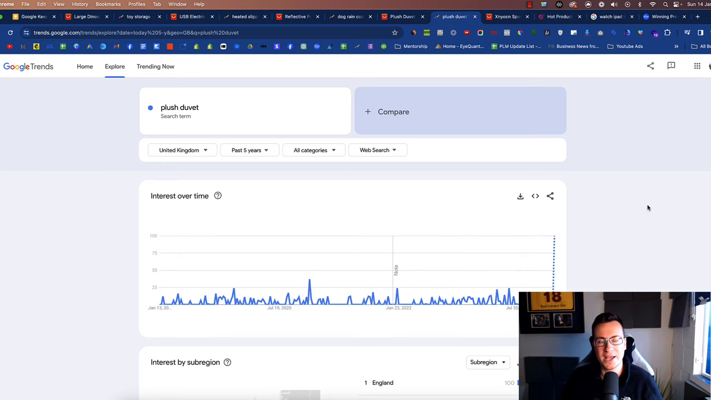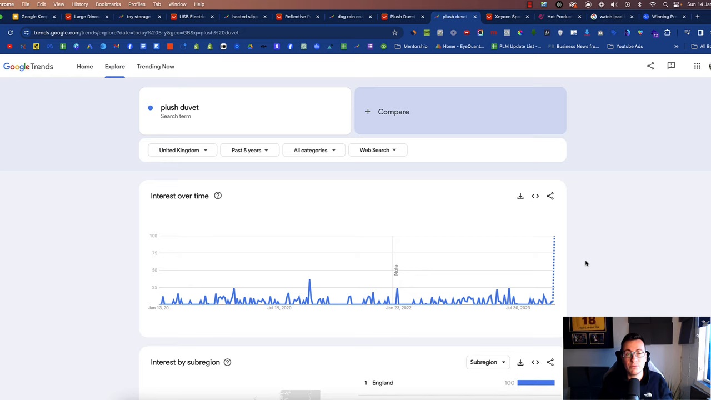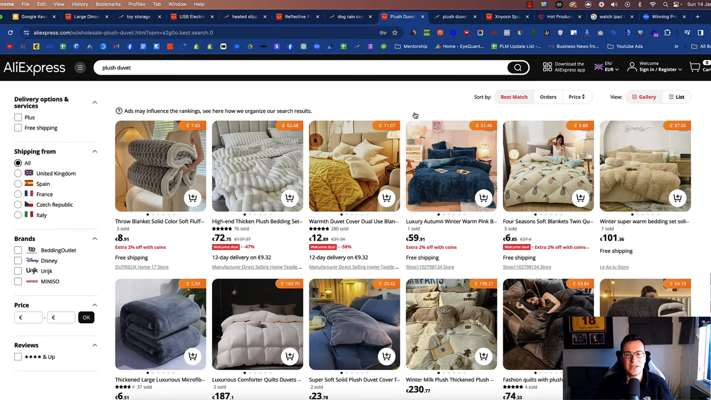Across to product number three, we have plush duvets. Again, this is United Kingdom, past 5 years. Plush duvet is on a breakout, probably because we're about to experience the coldest year or two we have experienced for a very, very long time. It's the time of year where people are typically staying inside more because it is so cold outside. They're wearing certain things to keep them warm, and they're changing their bed linen, their bed duvets, their covers to keep them warmer and feel more cozy and more comfortable.